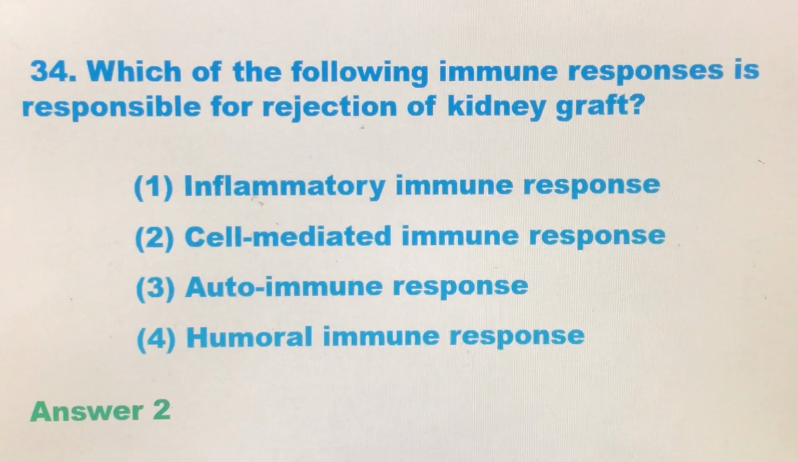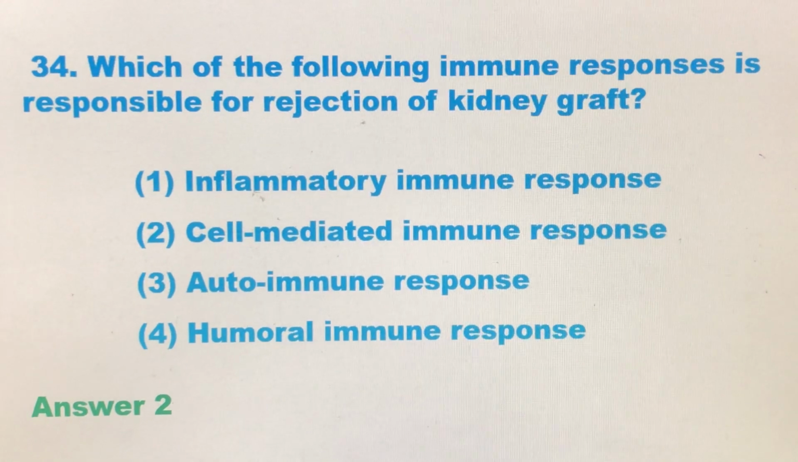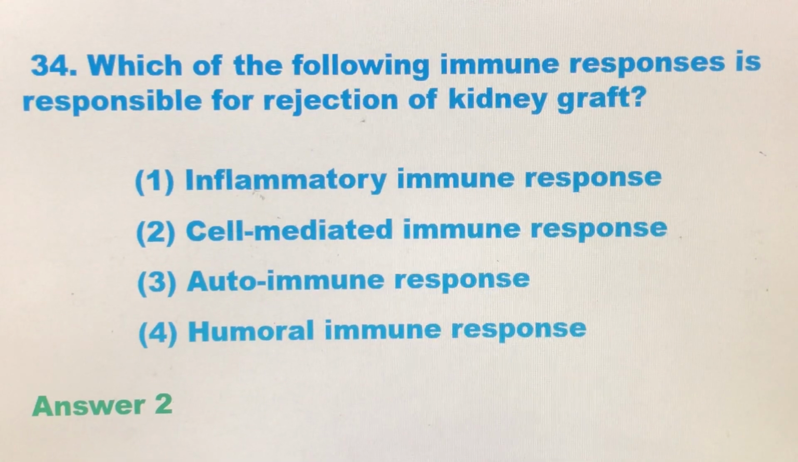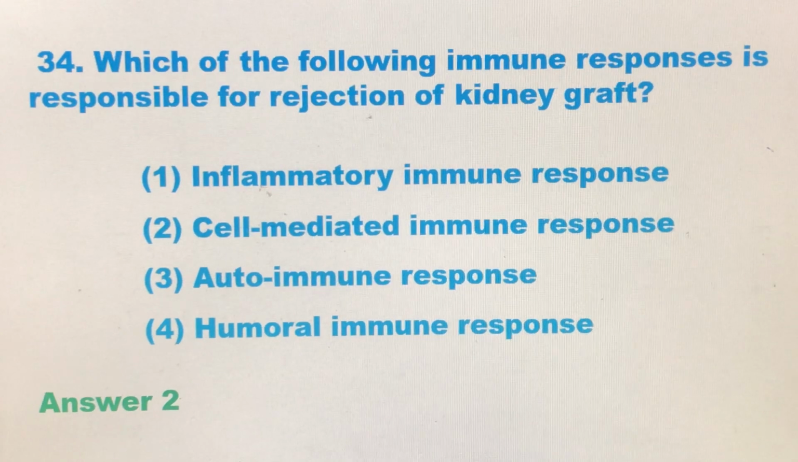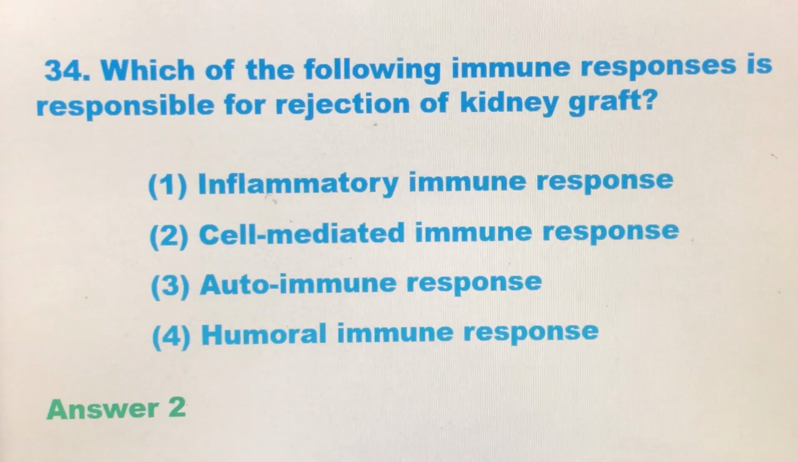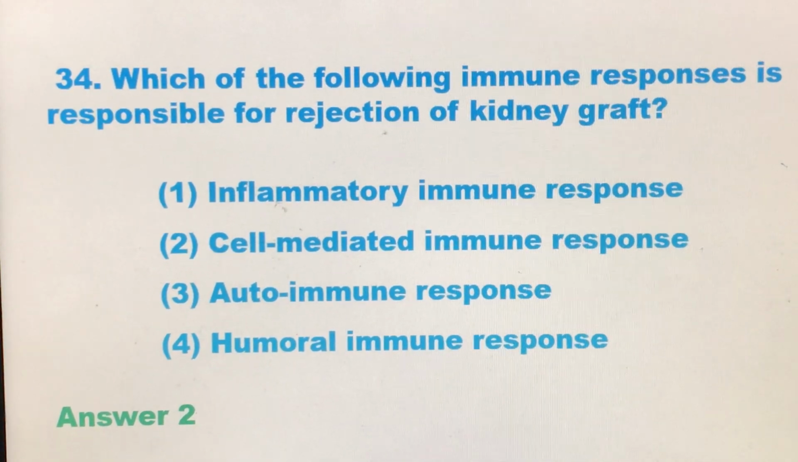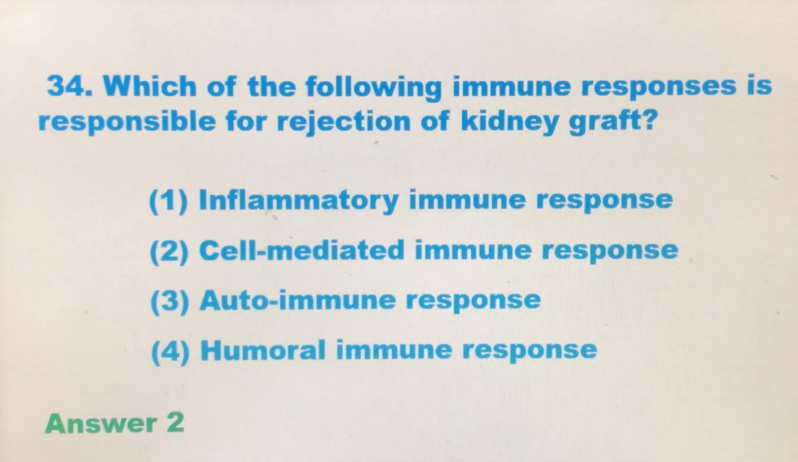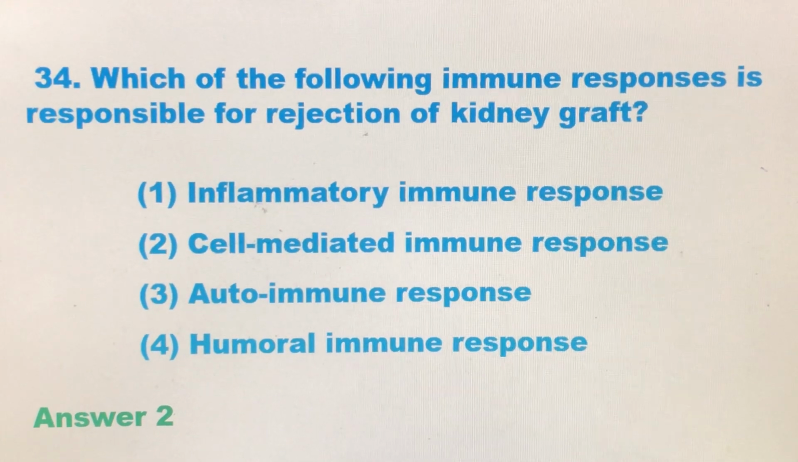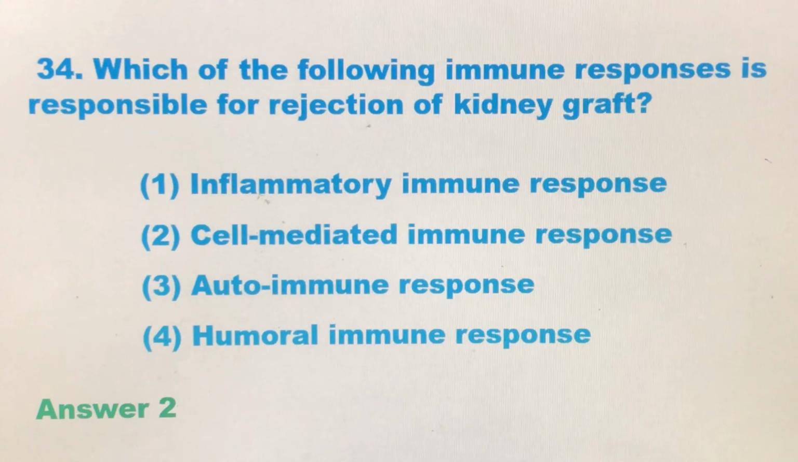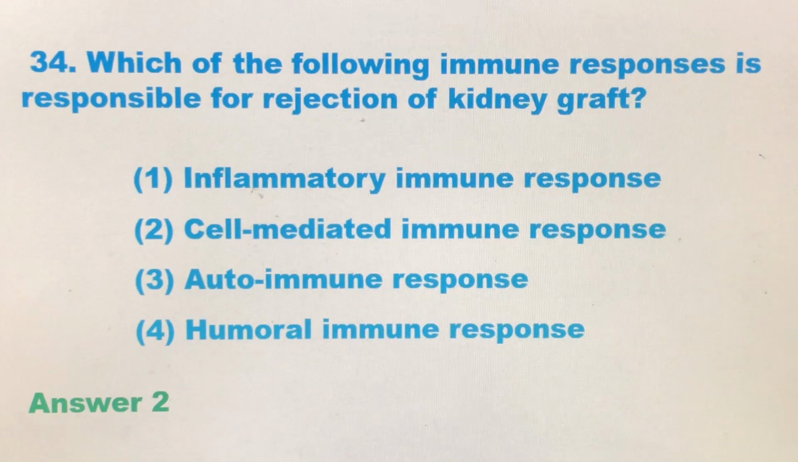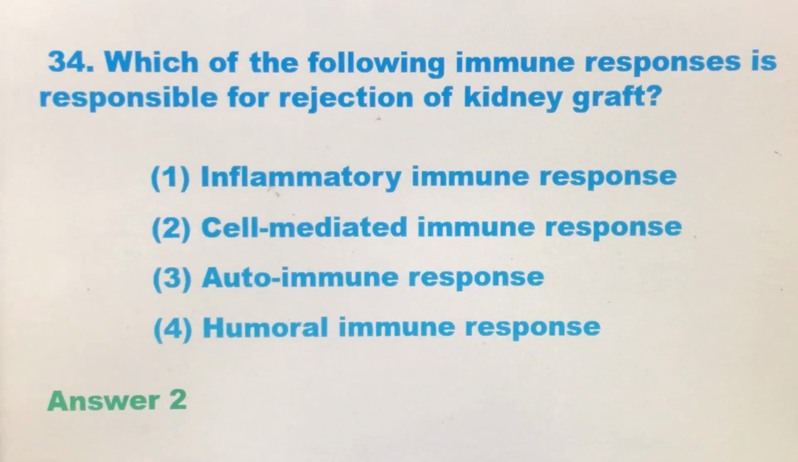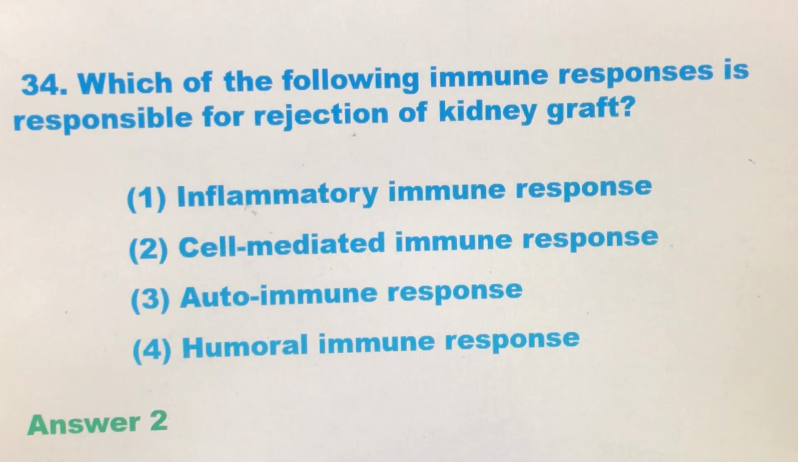Now the third option, autoimmune response. Now what is autoimmune response? Autoimmune response is an immune response or fighting against the own self antigens. So where our own immune system recognizes our own antigens and thinks of them as non-self and then rejects them. So this is autoimmune response.